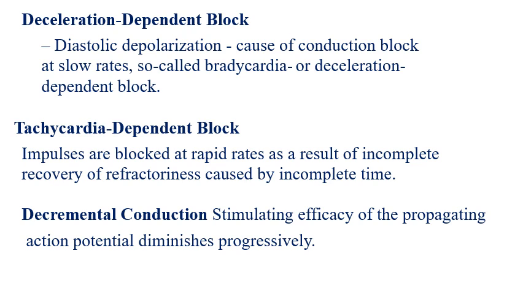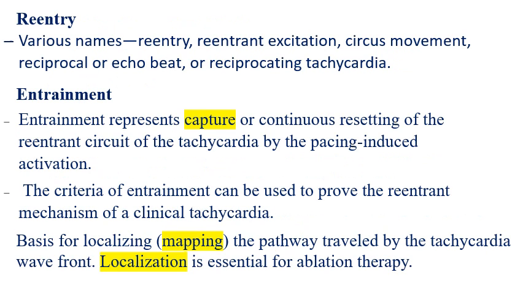Deceleration dependent block: we always know something called diastolic depolarization. Bradycardia dependent block is caused by conduction block at slow rates, and tachycardia dependent block is caused by block at rapid rates. Decremental conduction: the stimulating efficacy of the propagating action potential diminishes progressively. So the impulse diminishing progressively is called decremental conduction. Re-entry, also called circus movement, reciprocal or echo beats, occurs as one of the causes or mechanisms of arrhythmia.